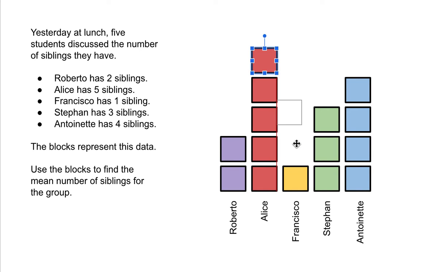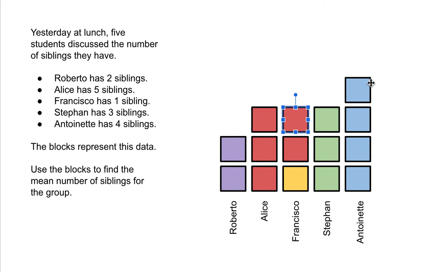We can actually just rearrange these blocks to figure out what the mean number of siblings for the group is. Here, check it out. Let's see, Alice has the most. I'm just going to try to rearrange these stacks so that they each have the same height. Now Antoinette has the most, and ta-da, they each have the same height. Each stack now has a height of 3, and 3 is the mean number of siblings that this group has. So one way to find the mean is by leveling off our blocks and by moving them around until the stacks are all the same height.